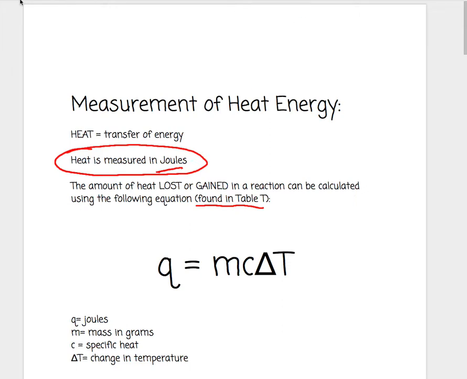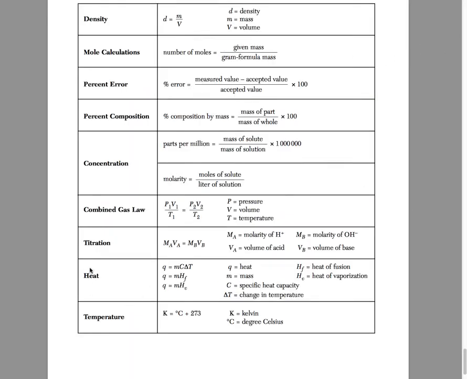Let me show you exactly where you're going to find it. We've got Reference Table T, and right down here is a section that says heat, and I'm looking at this formula right here. Q is heat, and you might want to write in that it is measured in joules. M is the mass, measured in grams. C is specific heat capacity. We have to look on another chart to get that, and I'll explain what that is in a minute. And finally we have delta T, or triangle T, which means change in temperature.